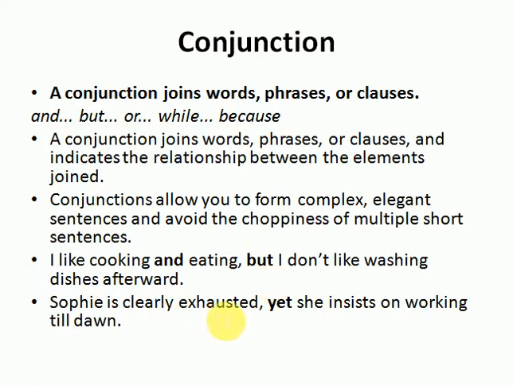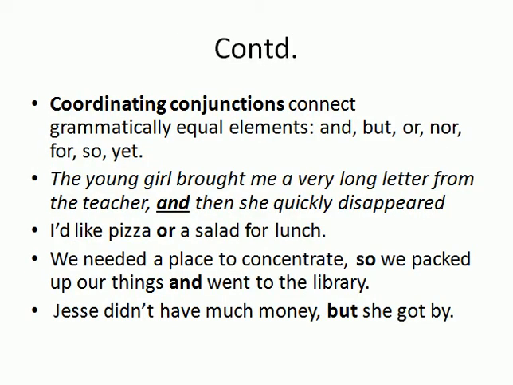Sophie is clearly exhausted, yet she insists on working till dawn. So that is another example of conjunctions. Now we will see that there are two kinds of conjunctions: coordinating conjunctions and subordinating conjunctions. You would be familiar with these terms because I had already explained them while doing clauses, independent and dependent clauses.